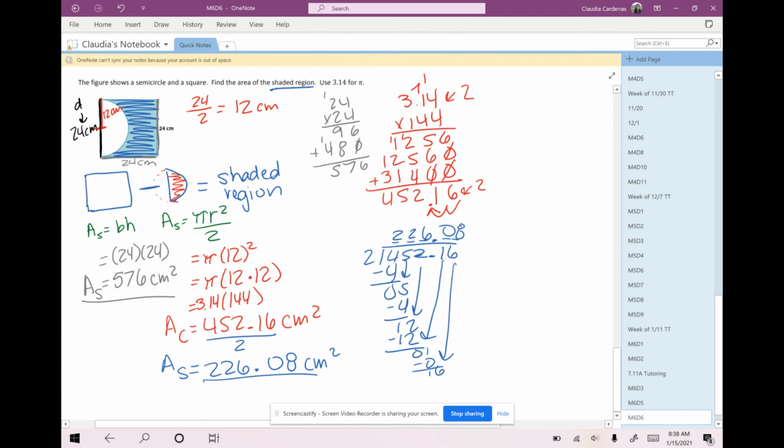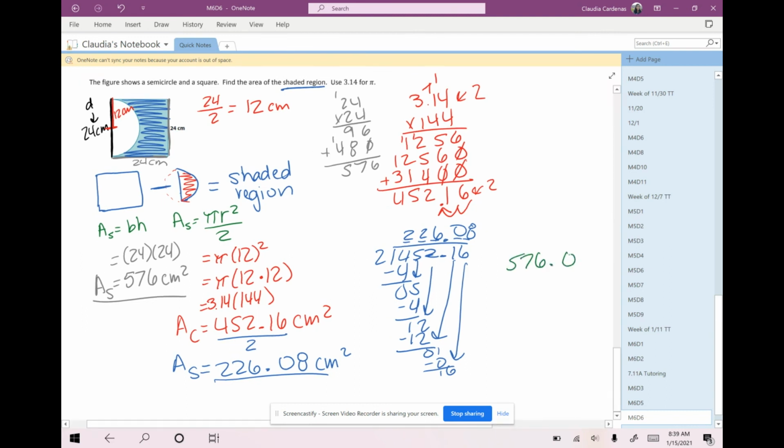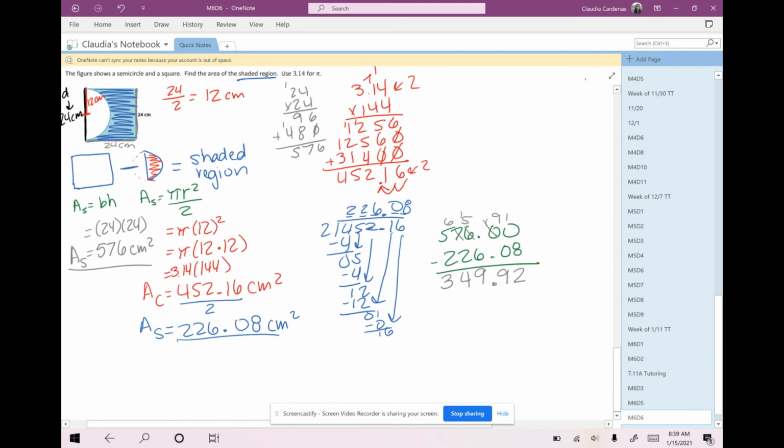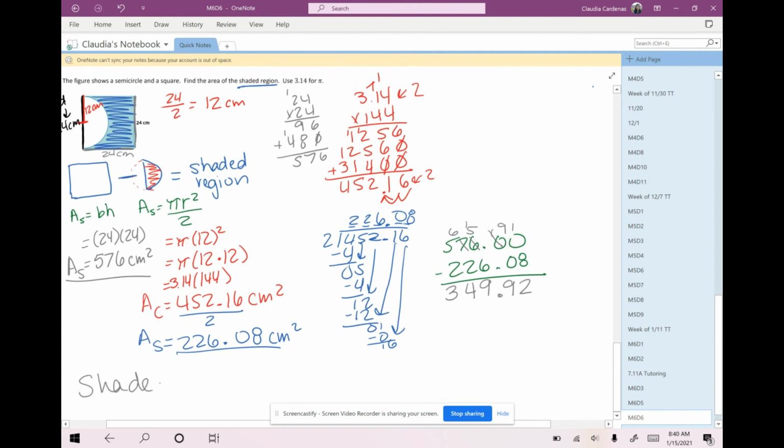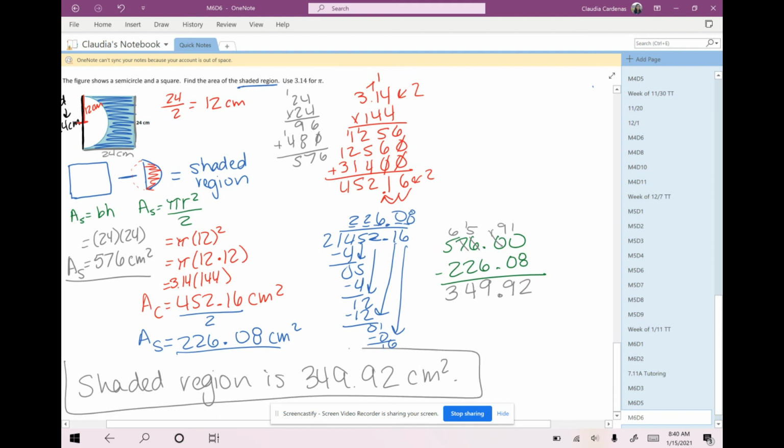So now that we have the area of the semicircle and the area of the square, we just need to subtract to find the shaded region. So 576.00 minus 226.08. Let's go ahead and borrow because 8 cannot be taken away from 0. So that's 2, bring down the 9. 15 minus 6 is 9, 6 minus 2 is 4, and 5 minus 2 is 3. So if I write my sentence, the shaded region is 349.92 centimeters squared.